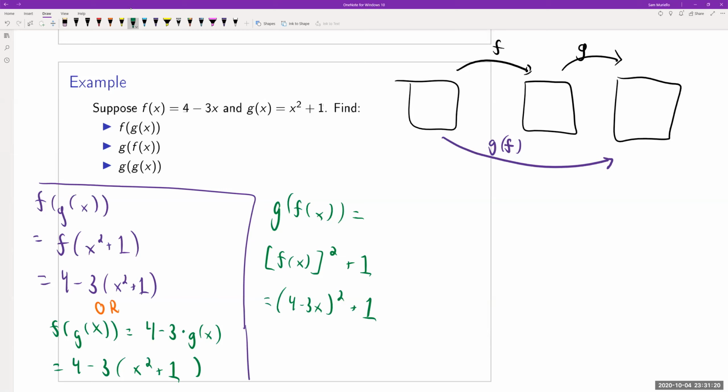Again, if we needed to simplify because we were going to do something with this function, you would simplify. But if I don't ask you to simplify, you don't have to. And then g of x would be x squared plus 1. It would be, excuse me, g of (x squared plus 1), which would be (x squared plus 1) squared plus 1.